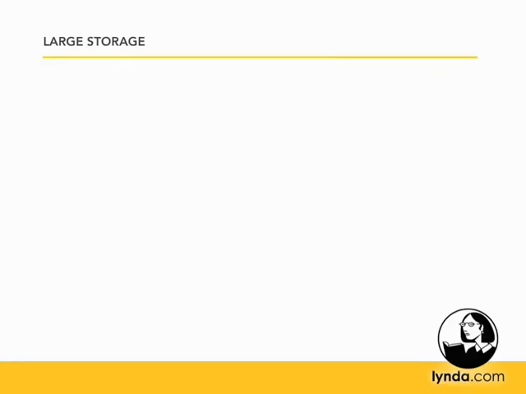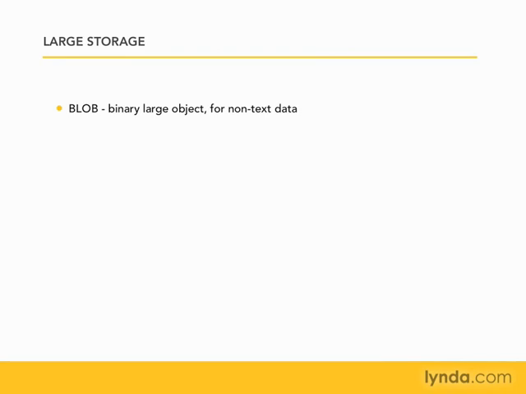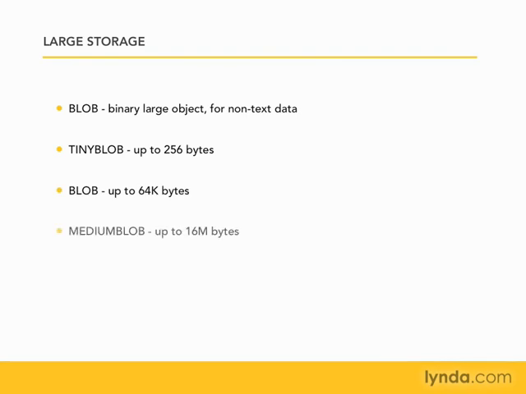Blob and text are large object storage types, binary and text respectively. Blob stands for binary large object. It's used for storing data that is not text. There are 4 types of blobs in MySQL. Tiny blob for storage up to 256 bytes. Blob for storage up to 64,000 bytes. Medium blob for storage up to 16 megabytes. And long blob for storage up to 4 gigabytes. And these are all for non-textual data.